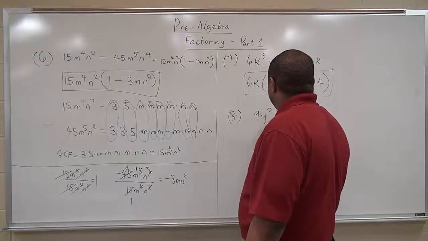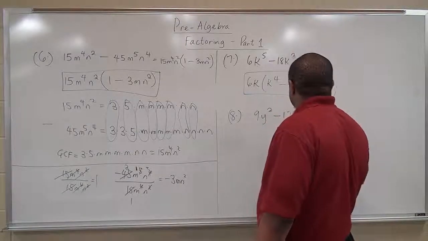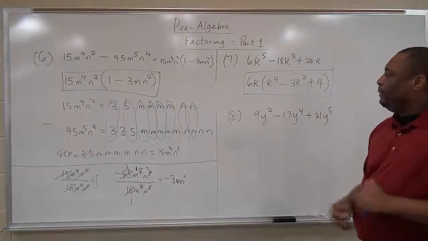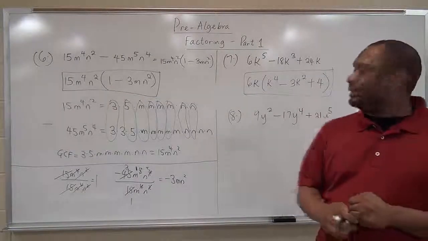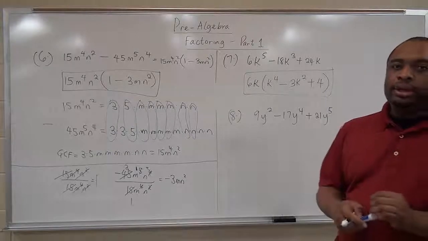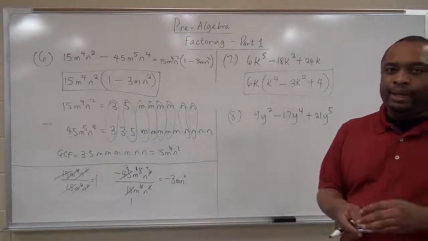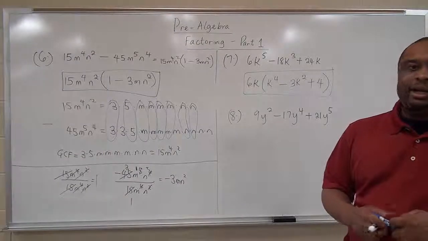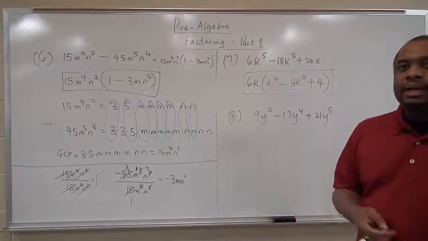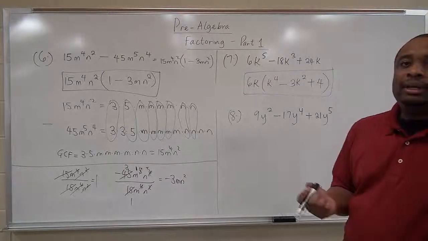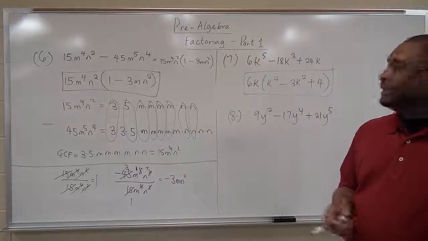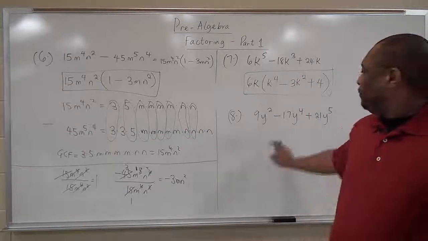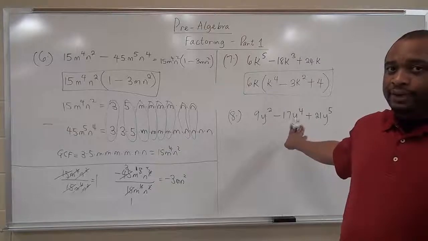9y squared minus 17y⁴ plus 21y⁵. Okay, let's look at the numbers now: 9, 17, and 21. 17 is a prime number, so it doesn't have any common factor besides 1. The only common factor in 9, 17, and 21 is 1. So 17 has made it a problem. There isn't a common factor for the numbers.